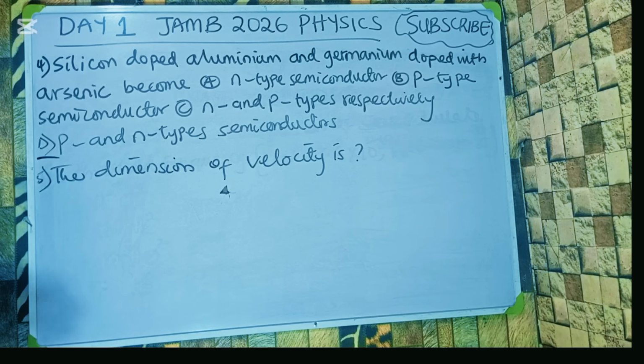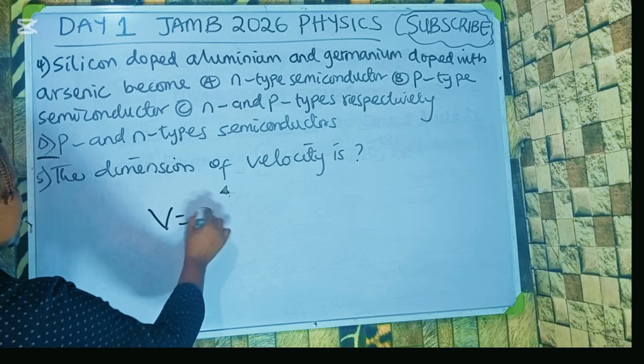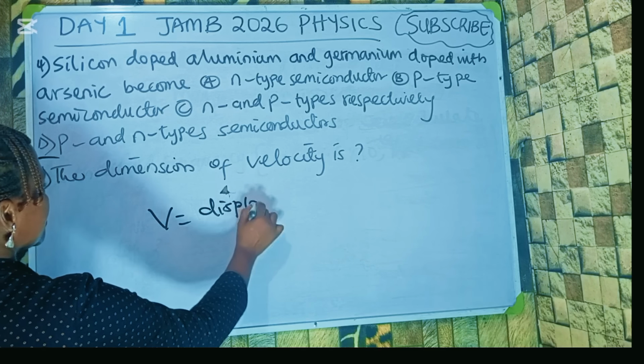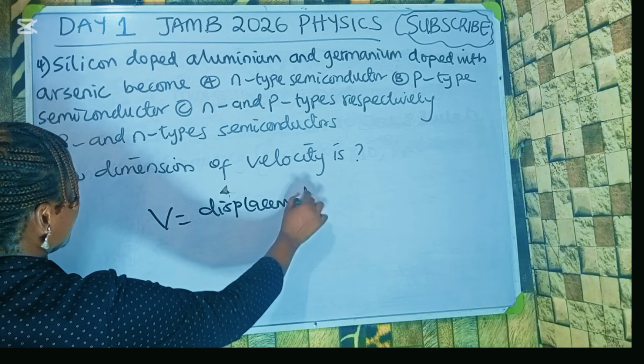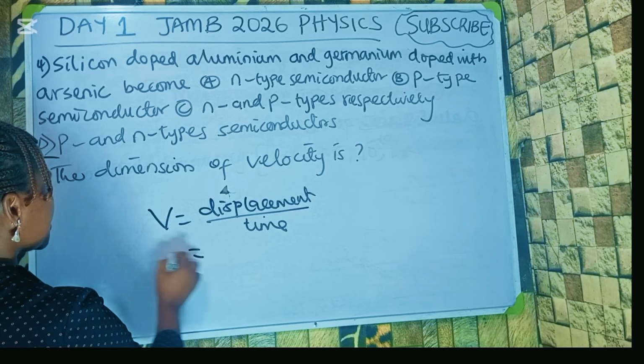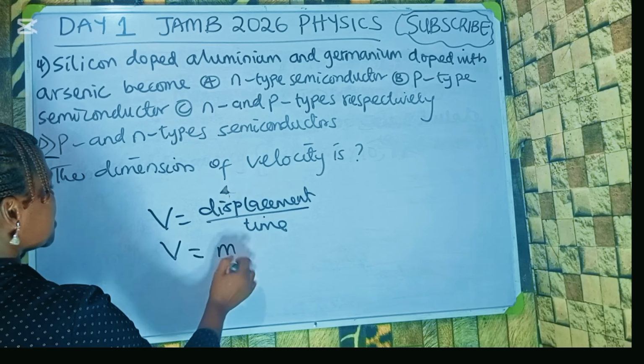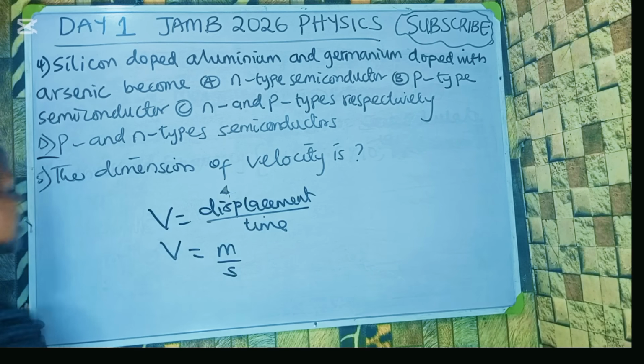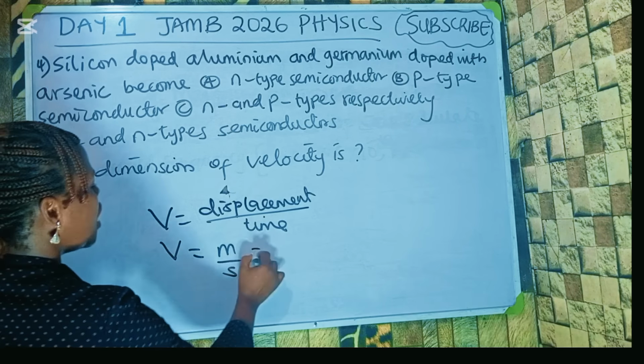Question 5. The dimension of velocity is what? Now I won't give you the options, let me just solve it for you. So we know that velocity is displacement all over time. Now what is displacement? This is meter, over what? Second, right? So it becomes meters per second. So what's the dimension?